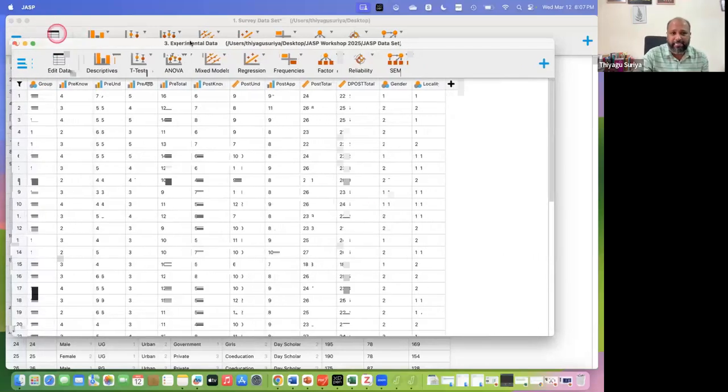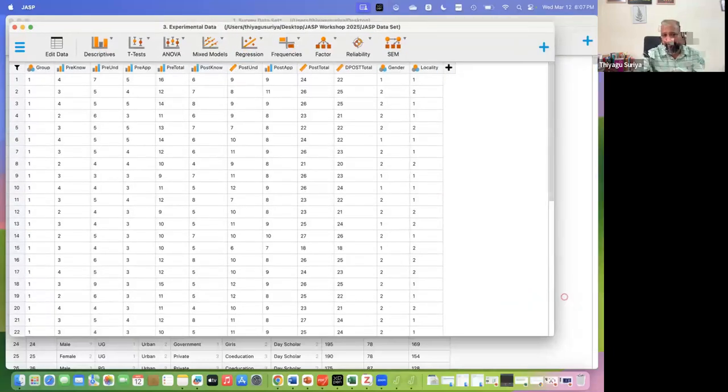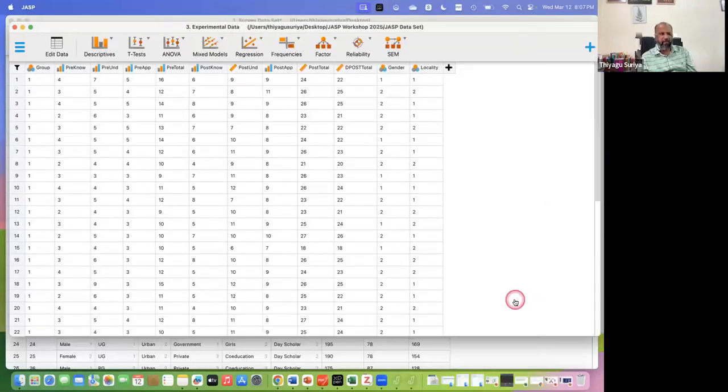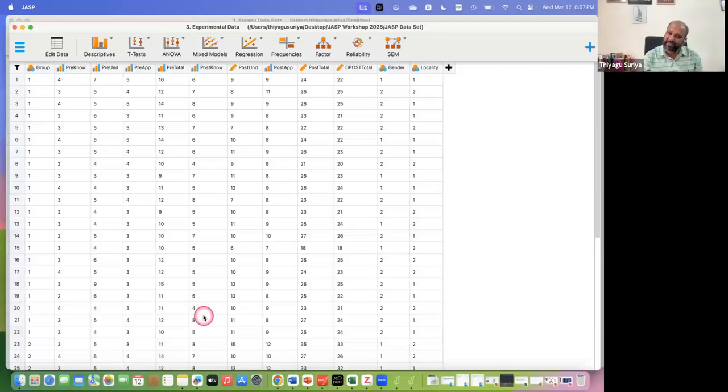Is the experimental data open? Please kindly respond in the chat box. Is it open? Yes. Okay, it's open now. Sometimes the XLS file is not supported, so kindly convert to a CSV file.